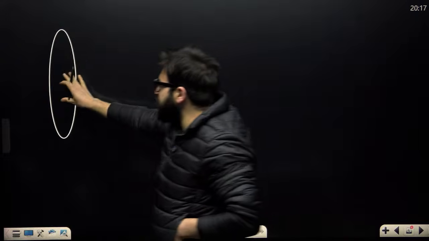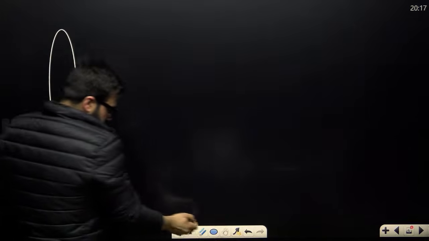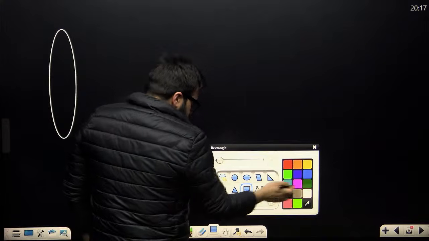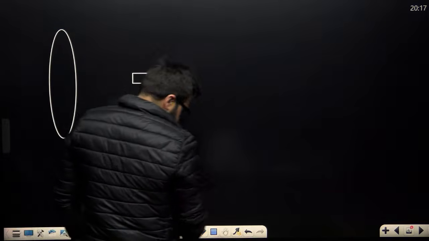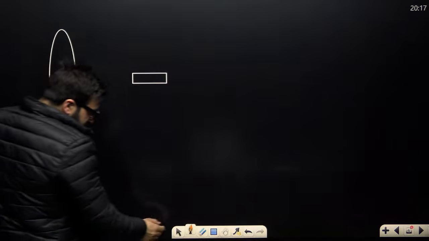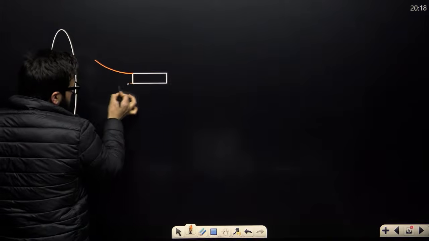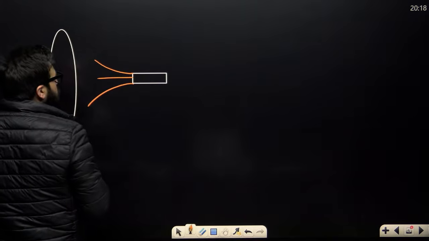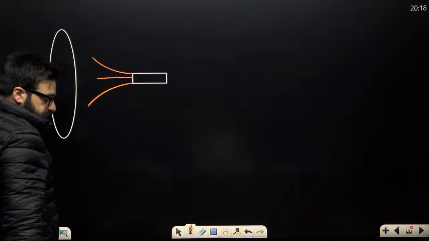Let's suppose we have a ring over here. This is a circular loop. And you place a magnet over here. I'm saying that because of this bar magnet, magnetic field lines will come out, something like this.